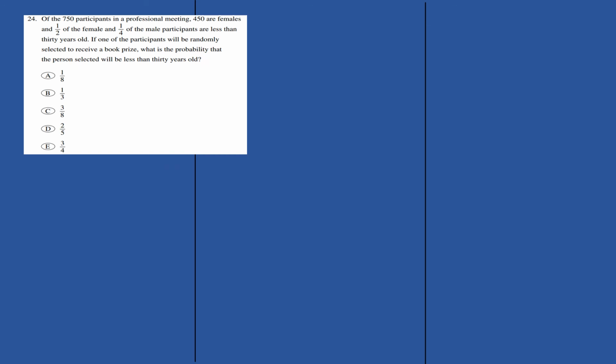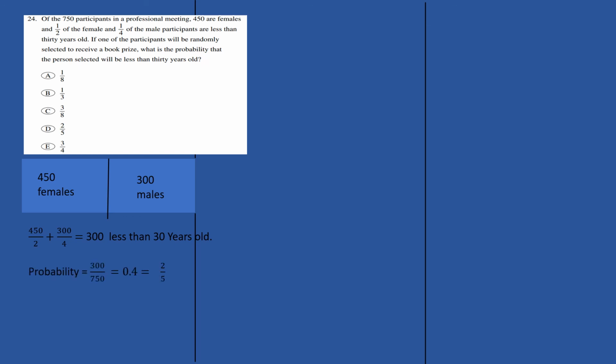Of the 750 participants in the professional meeting, 450 are females, and half of the females and 1/4 of the males are less than 30 years old. So if we have 450 females and 300 males, half of 450 and 1/4 of 300, which is 300, are less than 30 years old. We are trying to find the probability of this. So the favorable count is 300. The total possibility is 750. 300 by 750 will be 0.4, which is nothing but 2/5, and hence your answer is D.